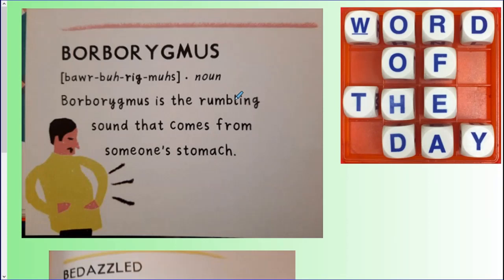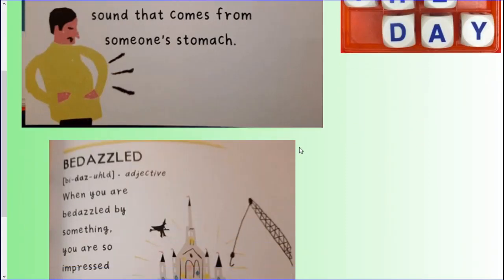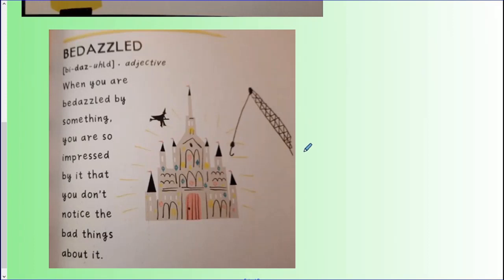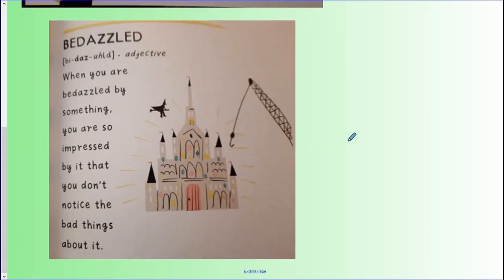Borborygmus. But what does it mean? So borborygmus is the rumbling sound that comes from someone's stomach. I didn't know before now that it actually had a name, so that's interesting, isn't it? I've learned something new. And then the next one is bedazzled. Bedazzled, and that is an adjective.